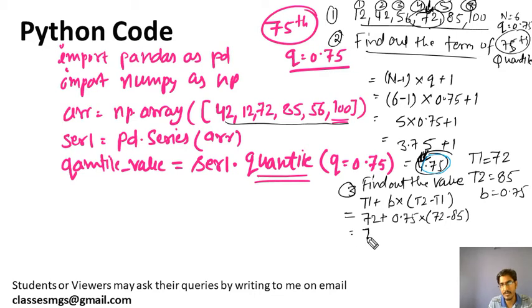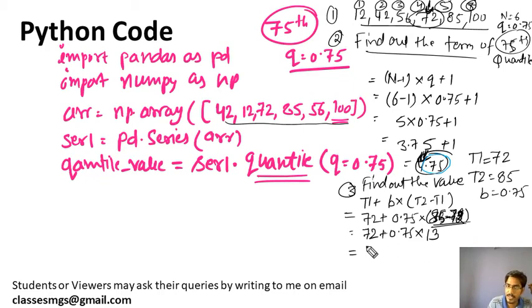You will get some value here. 72 plus 0.75 into 72 minus 85 is what? Actually, it is T2 minus T1. So here it will be the 85 and here it will be 72. Sorry for this mistake. So what will be the difference? 13.